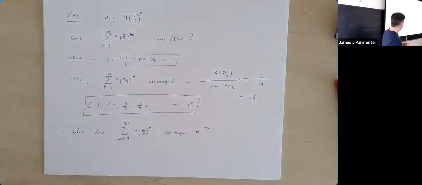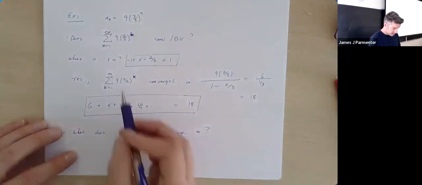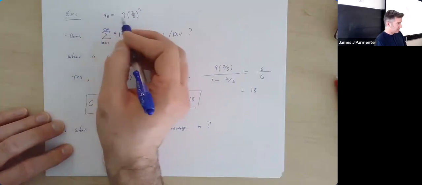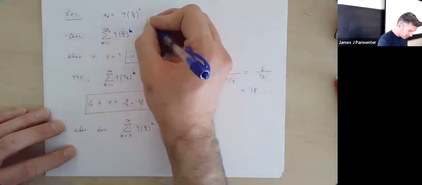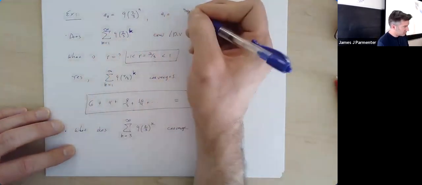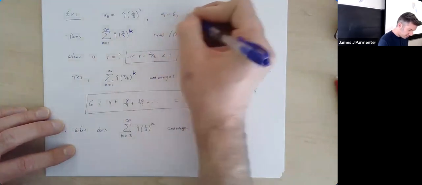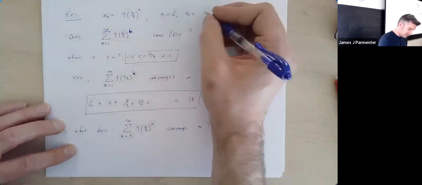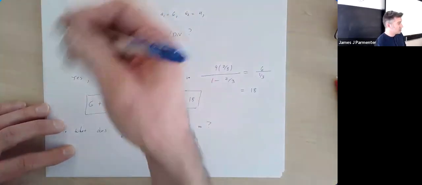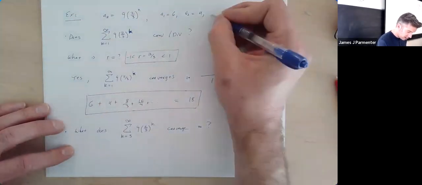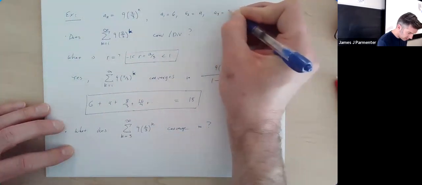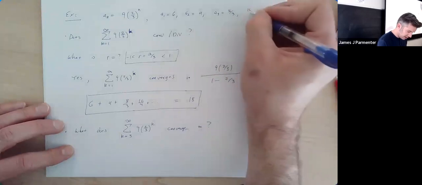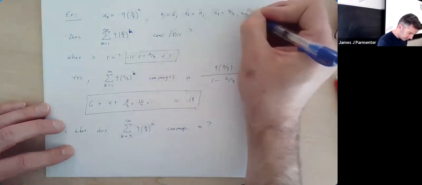No. Okay. So here's the difference. My sequence is a sub n equals 9 × 2/3 to the n. So my first term is 9 × 2/3, which is 6. My second term is 9 × 2/3 squared, which is 9 × 4/9, which is 4. And each next term is just the previous term multiplied by 2/3. So the next term is 8/3. The next term is 16/9, and so on and so forth.